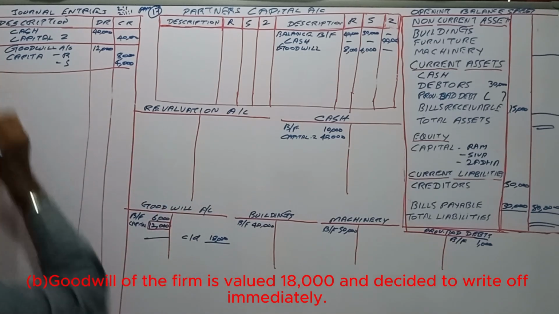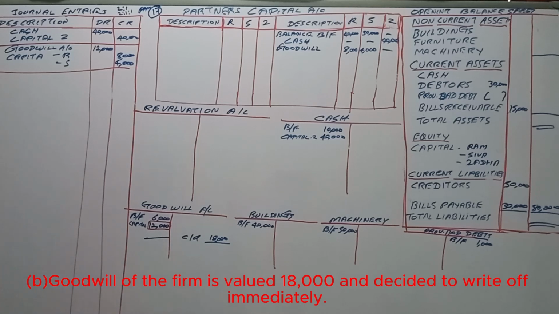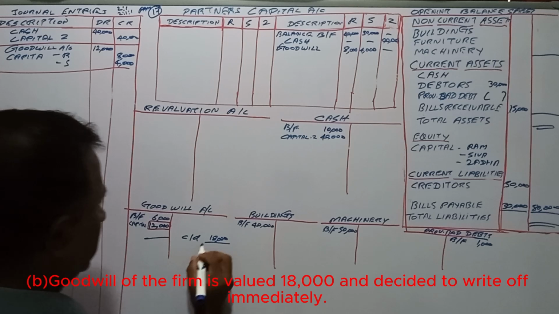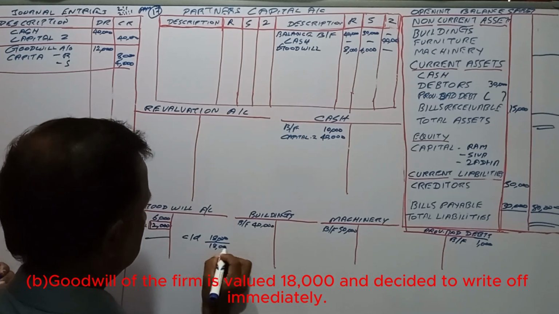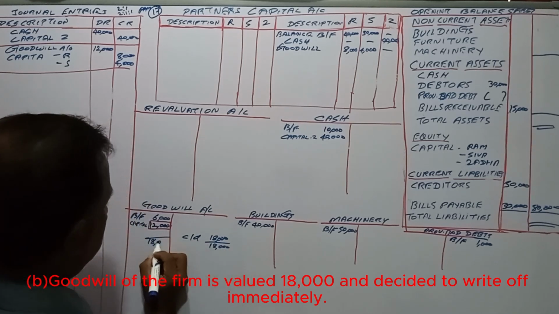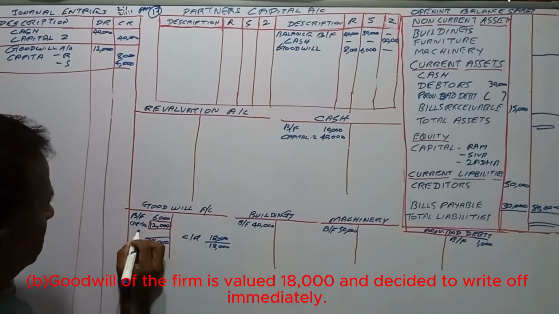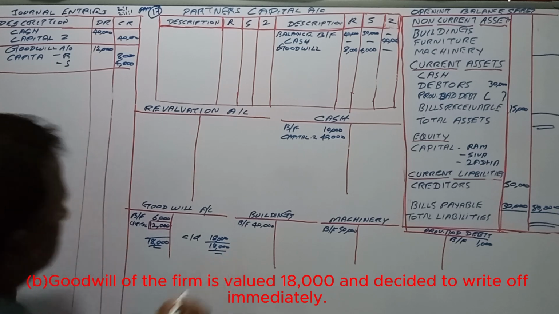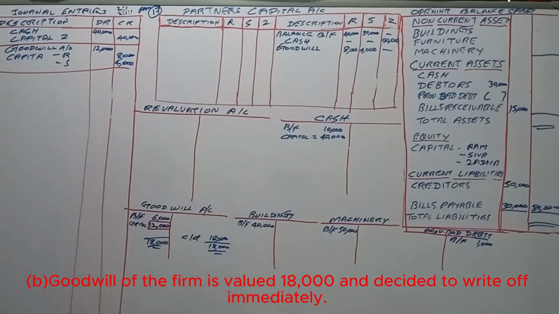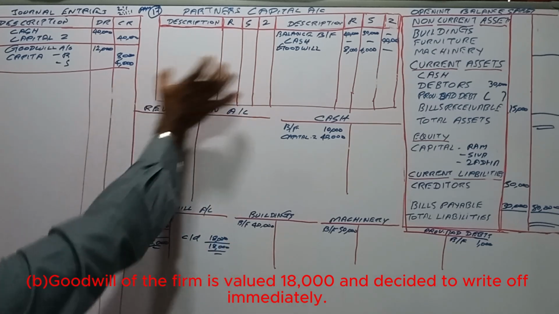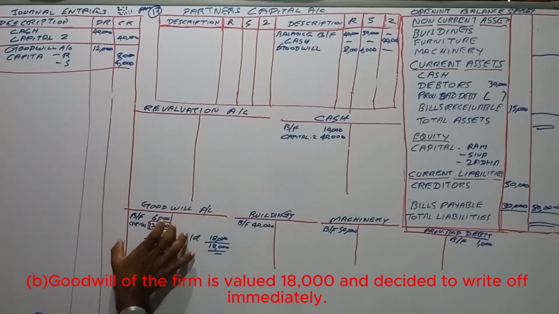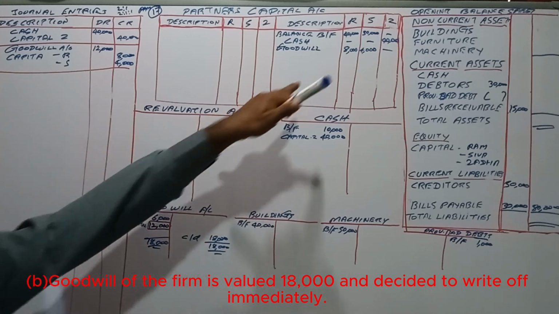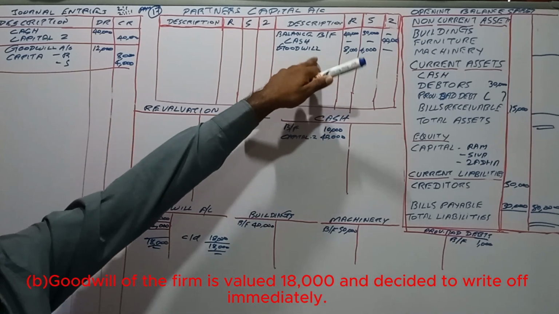And the third one. Here in the goodwill account, we are balancing the carried down value, 18,000. The difference is 12,000, right? We took the difference of 12,000 and charged it to the goodwill and the capital accounts. Capital accounts we are sharing in the old profit sharing ratio.